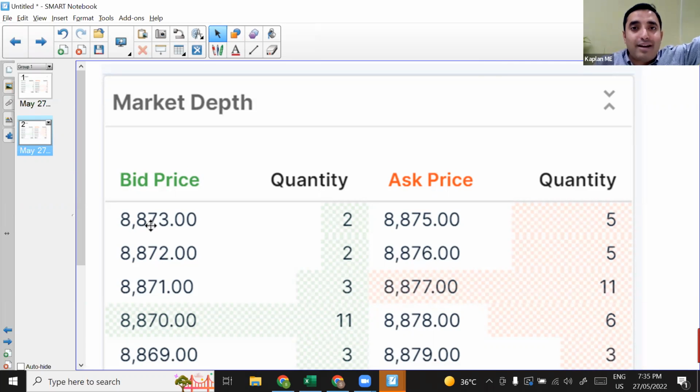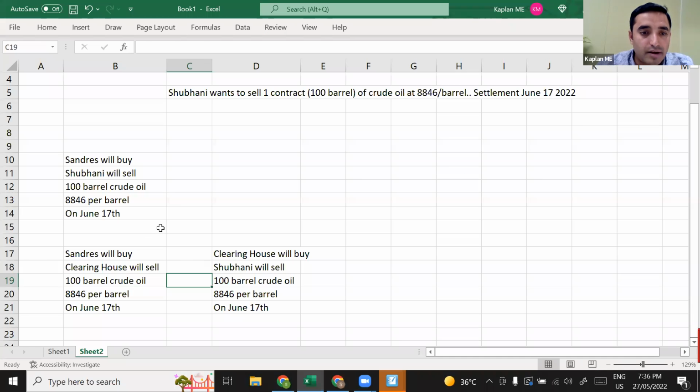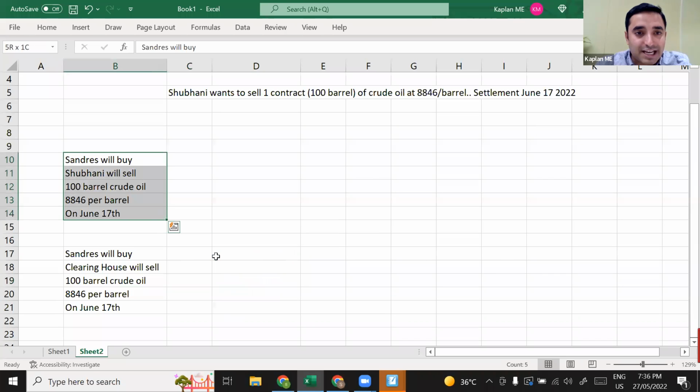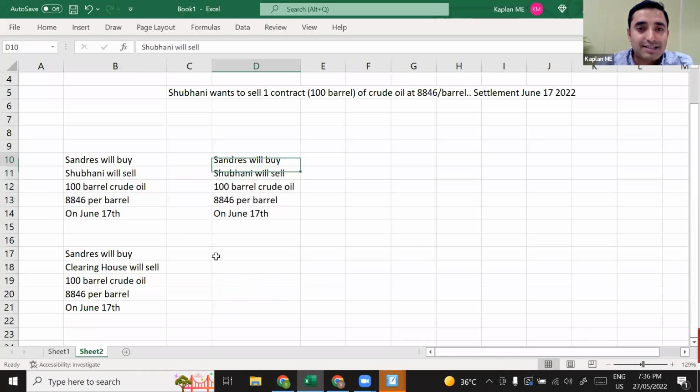Some part of India or some part of the world, there's a person who's ready to buy at 8873. All you need to do is enter into a contract to sell at 8873. Clear? So what Sandres will do this time is, initially Sandres entered that Sandres will buy. This time Sandres will enter into a contract as a seller.